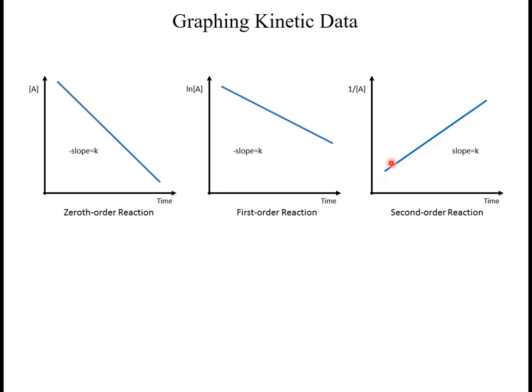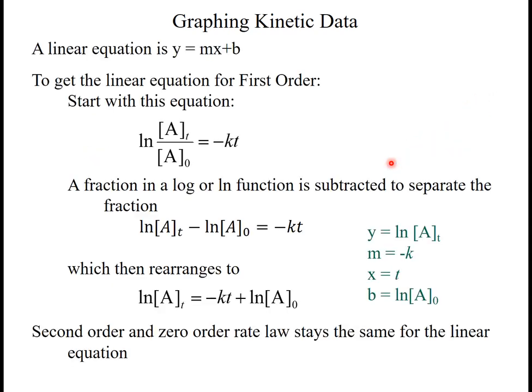So let me show you an example of that. Well, let me show you how you derive it for the first order. Let me start there. So the linear equation is y is equal to mx plus b, where y is the y-axis, that's the x-axis, m is slope, and b is intercept.